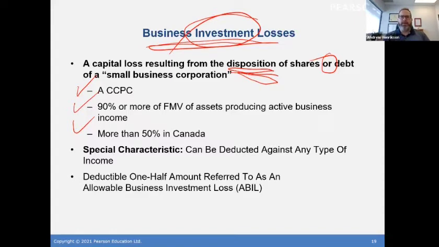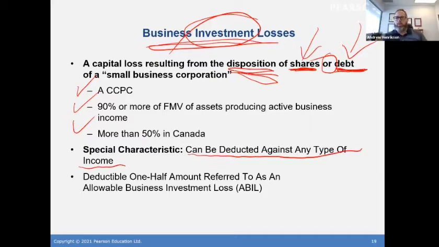This is when individuals invest in a business through either shares or debt. So they either buy shares or they loan it money. Now, here's where the special characteristic comes in. The special thing about this is that it can be deducted against any type of income.